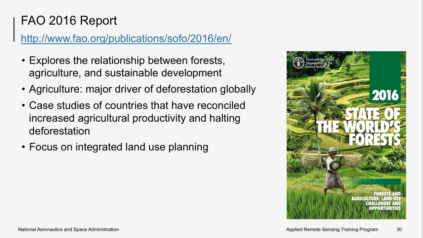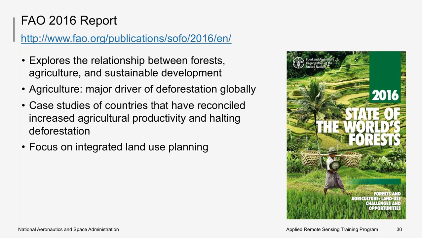We know that forests and trees support sustainable agriculture, for example, by stabilizing soils and climate and regulating water flows. However, agriculture is still a major driver of deforestation globally. And agricultural, forestry, and land policies are sometimes at odds.